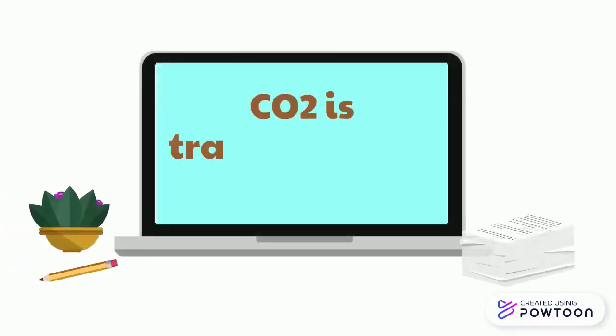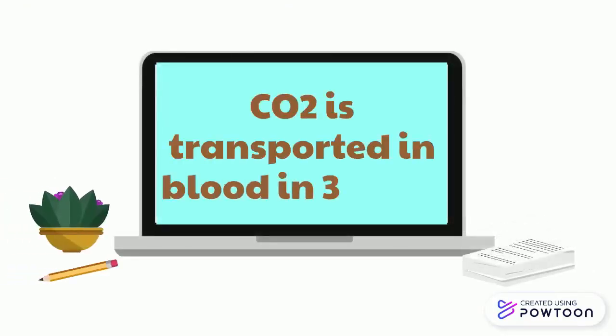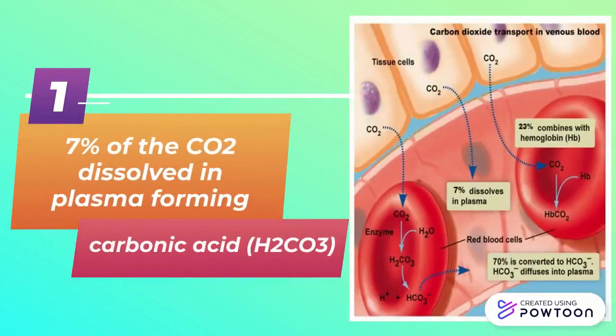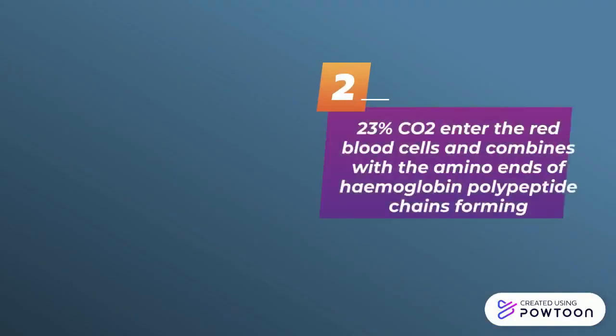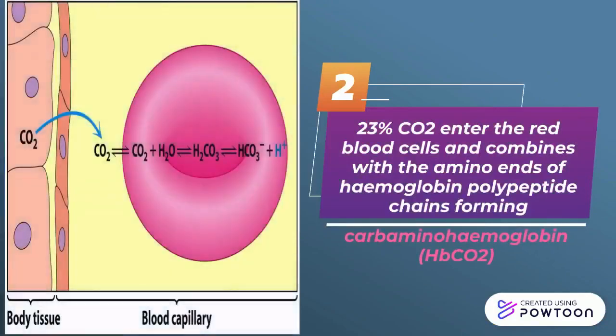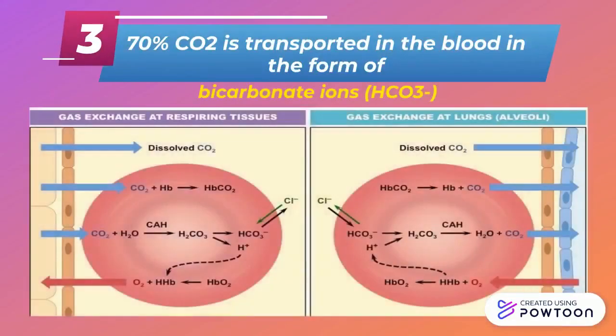Carbon dioxide is transported in blood in 3 different ways. 7% of the carbon dioxide released by respiring cells will dissolve in the blood plasma. Next, 23% of the carbon dioxide will combine with the amino group of hemoglobin to form carbaminohemoglobin. The remaining 70% of the carbon dioxide is transported in the form of bicarbonate ions or hydrogen carbonate ions.